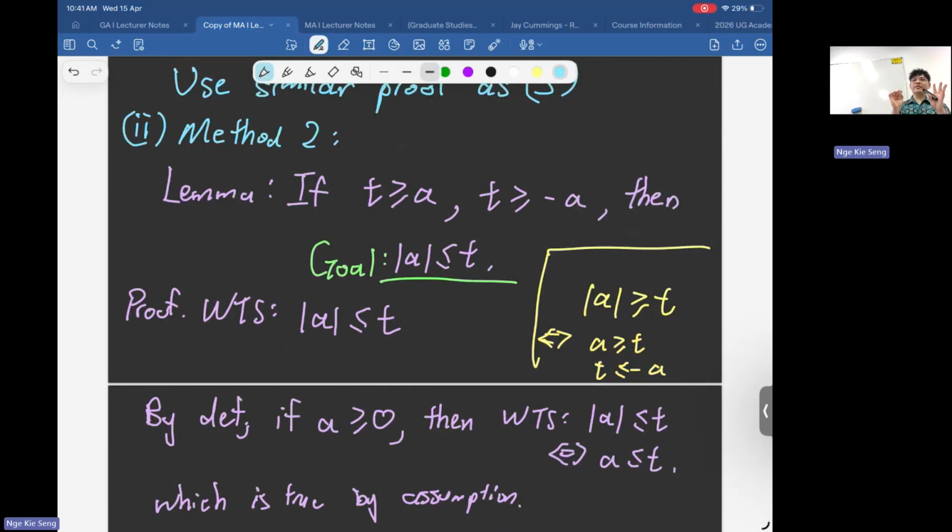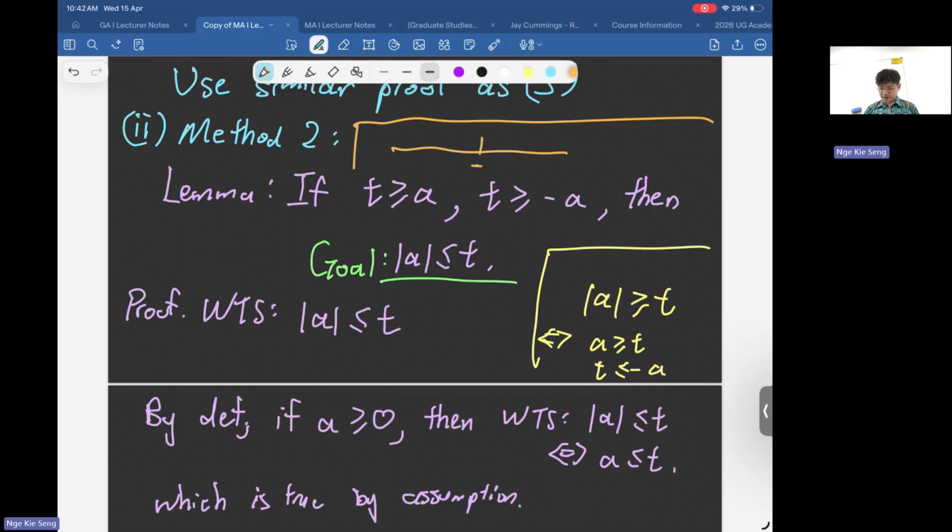I encourage you to think of a picture. I'm not sure your high school teacher taught you, but a good one will. So, what is the absolute value of A less than T here? T should live in between A and minus A, right? So this is the part where T can live. Correct? Am I drawing the wrong thing?